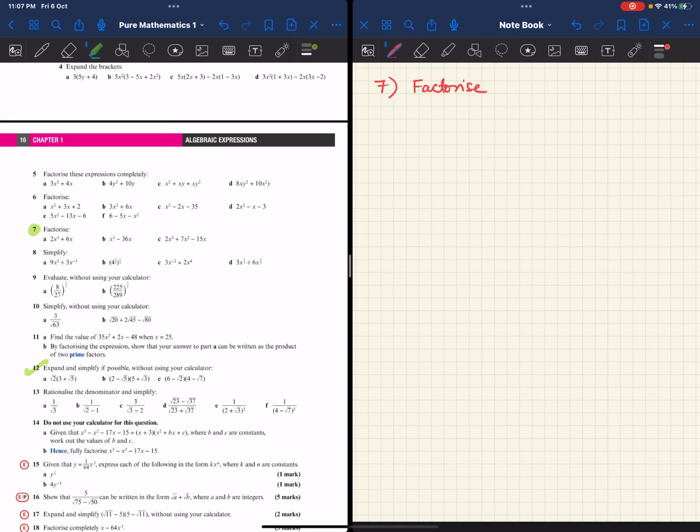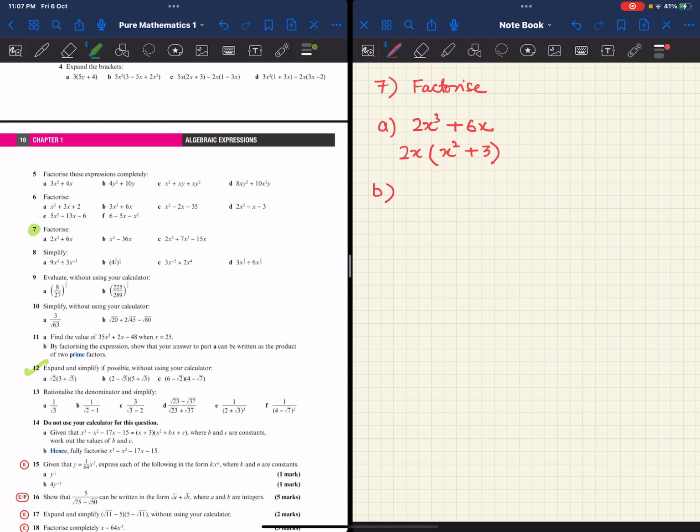So the first question, A, is 2x cubed plus 6x. When we factorize, the first thing we look for is removing any maximum common factor. What we have maximum common here is 2x. What is left inside is x squared plus 3. This cannot be further factorized, so this is our final answer for A.